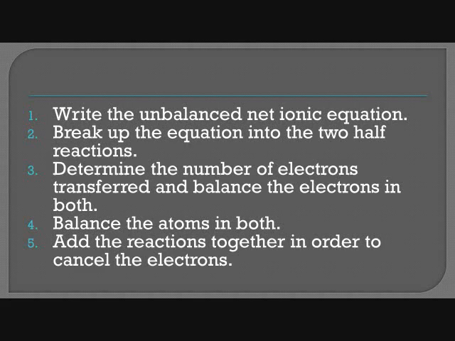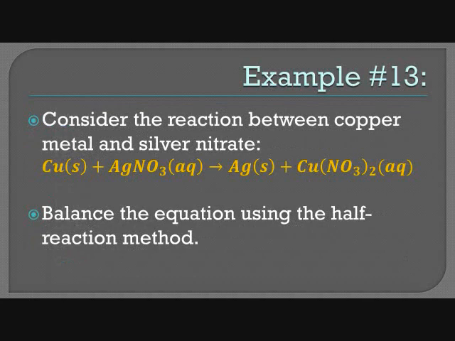Okay? So, we want to consider the reaction between copper metal and silver nitrate as seen. We want to balance the equation using the half reaction method. So, the first thing we need to do is write the net ionic equation. And that comes from getting rid of spectator ions.